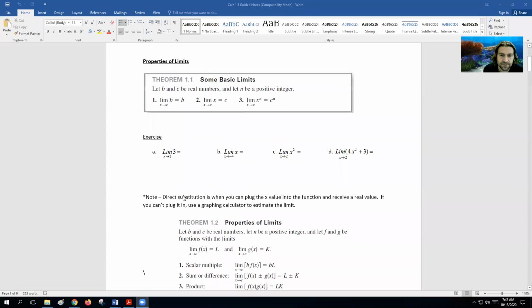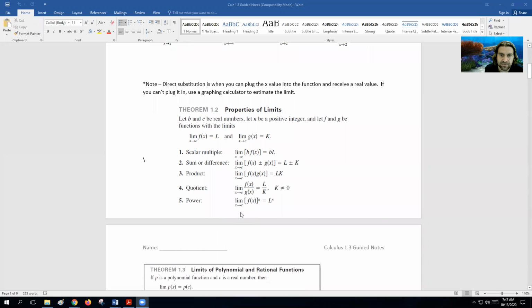Notice here, direct substitution is when you can plug the x value into the function and receive a real value. If you can't plug it in, we're going to use a graphing calculator right now to get our estimates. The one thing about limits here is we have these rules and properties that we can apply. If I have some limit, the limit of f of x is L, and I were going to multiply that by some number b, all I need to do is take our answer for the limit and multiply that by b.